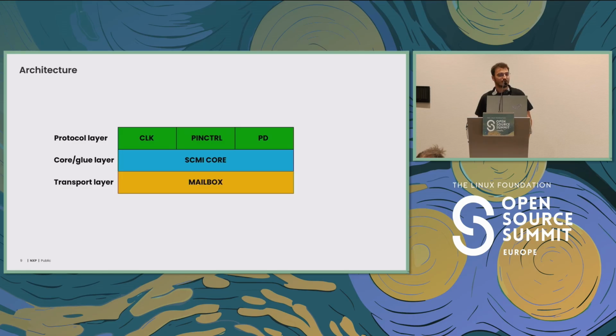So I'm sure most of you are used to this type of diagram. Its main purpose is to emphasize the fact that the SCMI support is designed in such a way to allow the addition of new protocols without having to duplicate code. And it also allows you to change the transport layer driver without impacting the other layers that sit on top of it.